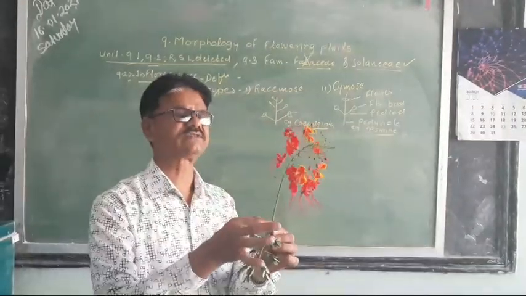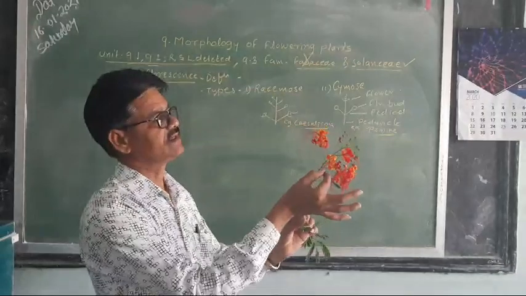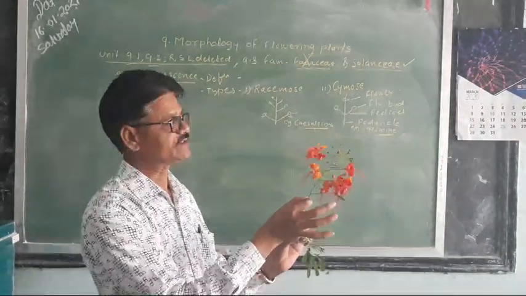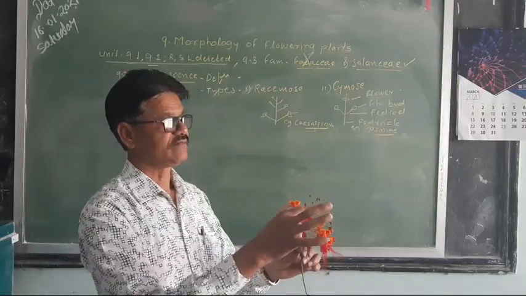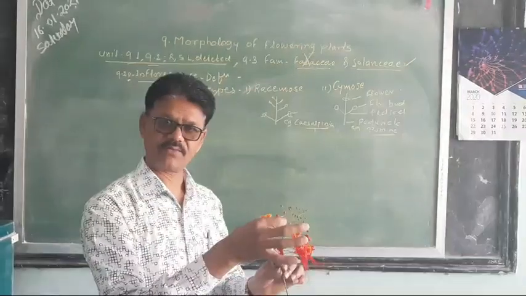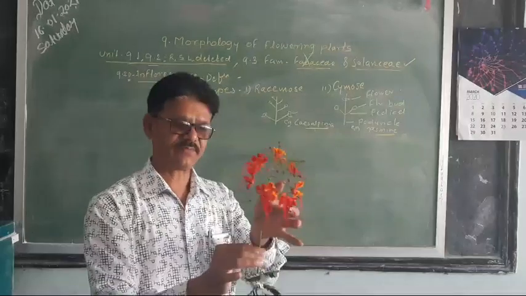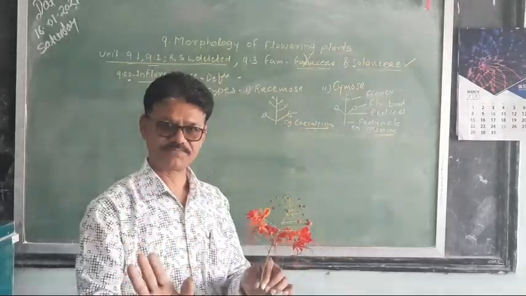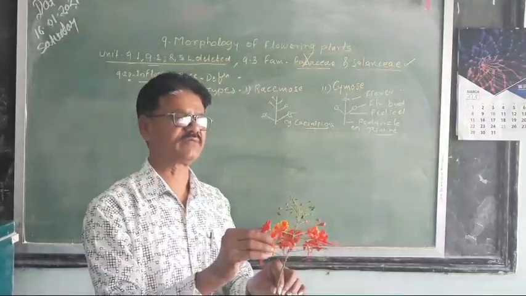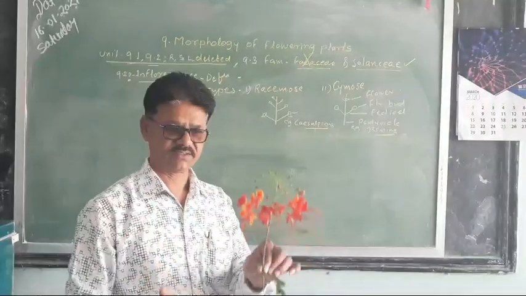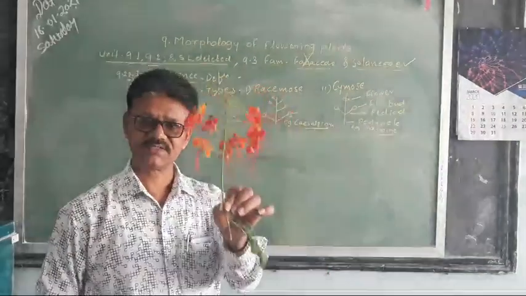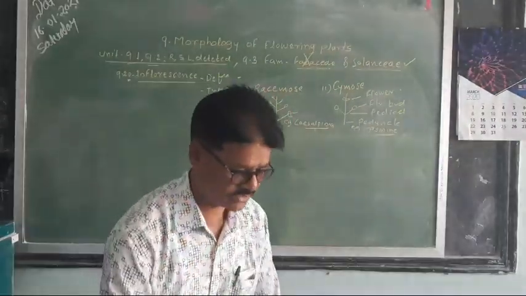In the inflorescence, this is the main axis, then the stalk of the flower, the pedicel, it is called the peduncle, flower, then flower bud. In this type of inflorescence, the main axis does not terminate into a flower. Older flowers are at the base, younger are at the apex. This is the racemose type of inflorescence. An example is Caesalpinia, which is given in your textbook.